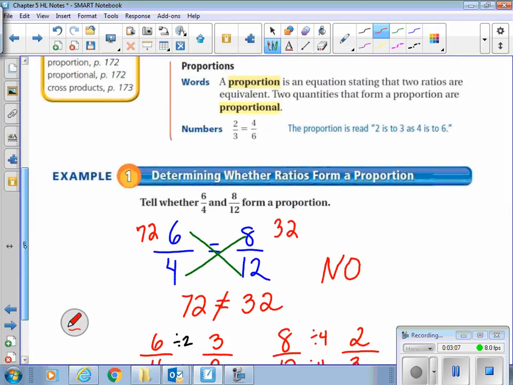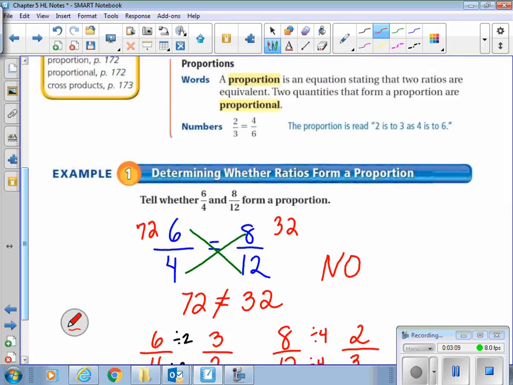So we can go back up to the example and just double check. Are these proportional? Sure they are. What's 3 times 4? That's 12. What's 2 times 6? That's also 12. So since we have 12 equals 12, that's yes, it is a proportion.